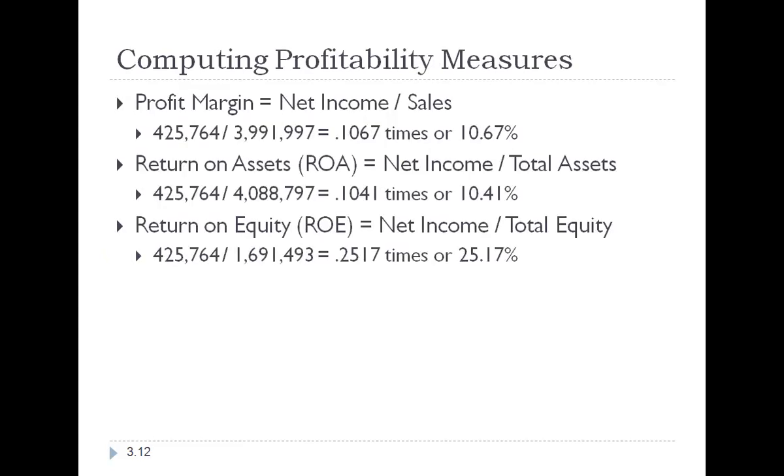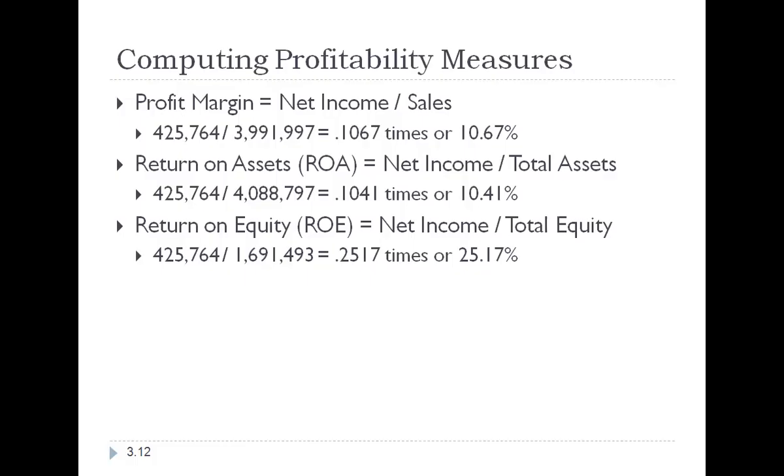Profitability is an important measurement. There are numerous ways to look at profitability. Probably the most basic is by calculating something called profit margin. And that is basically, in plain English, for every dollar that comes in the door in sales, how many cents of that dollar does a company get to keep in the form of net income? Profit margin is just calculated by taking net income divided by sales.